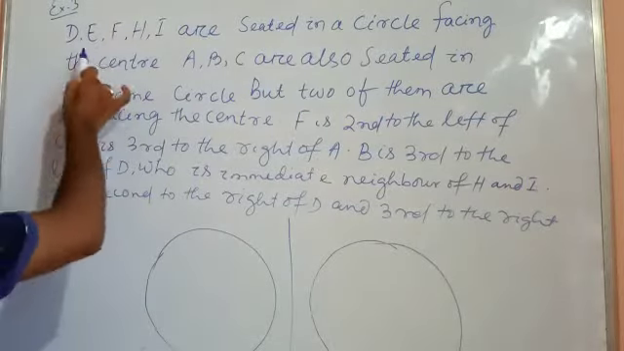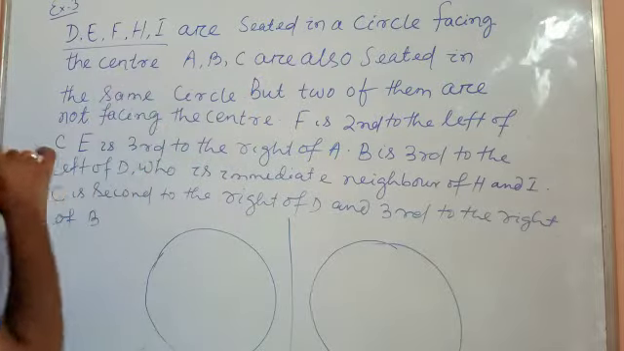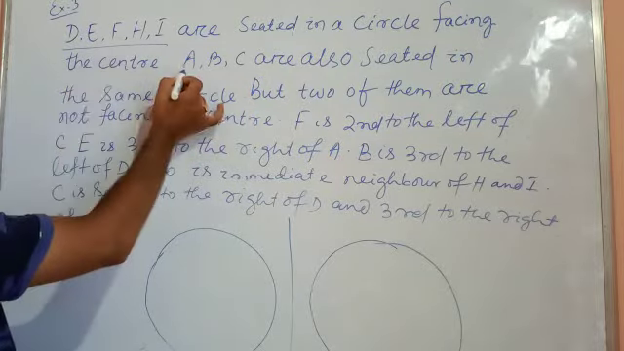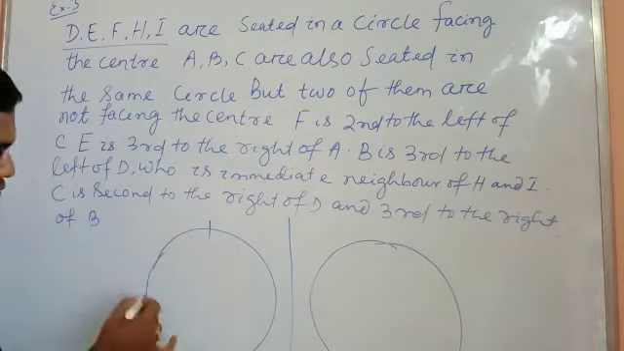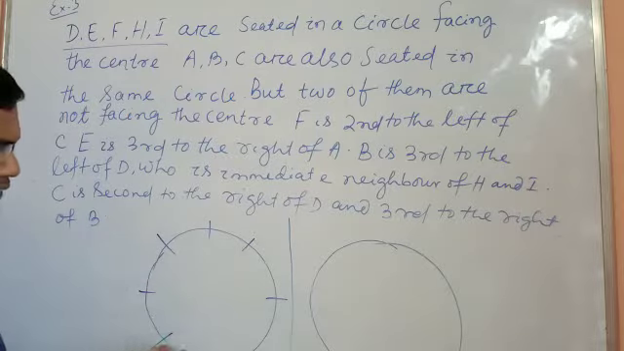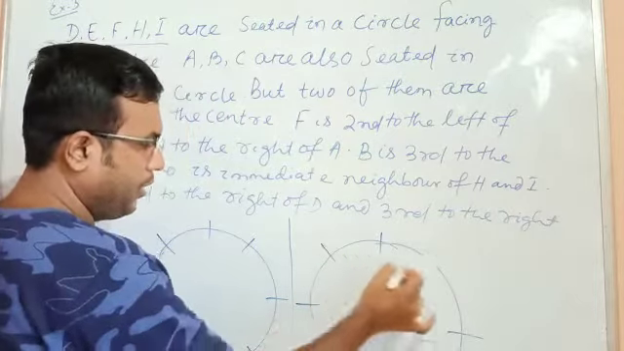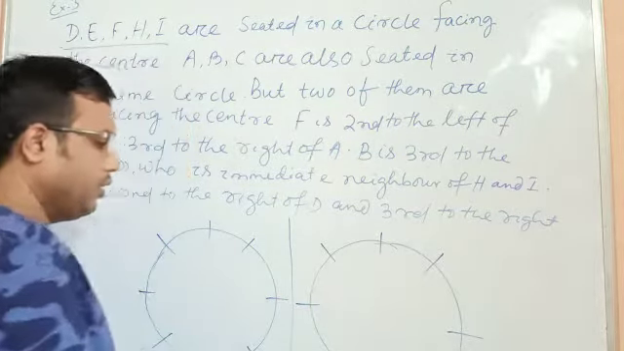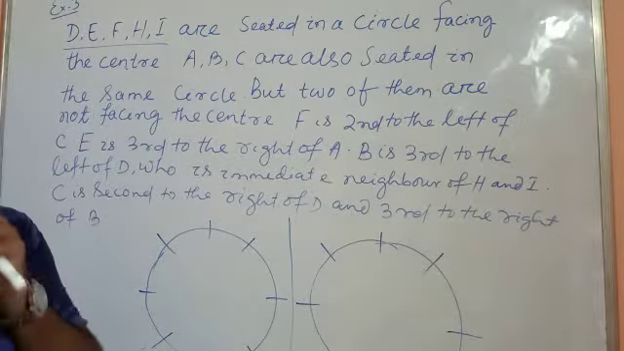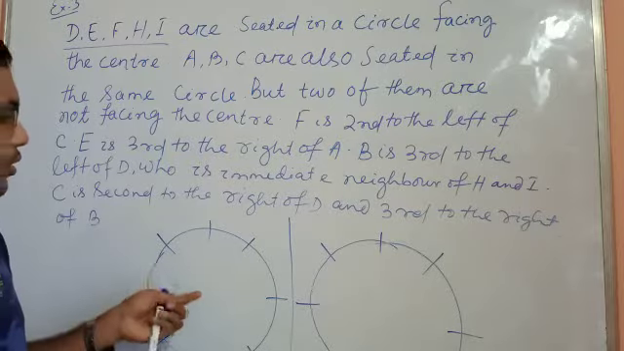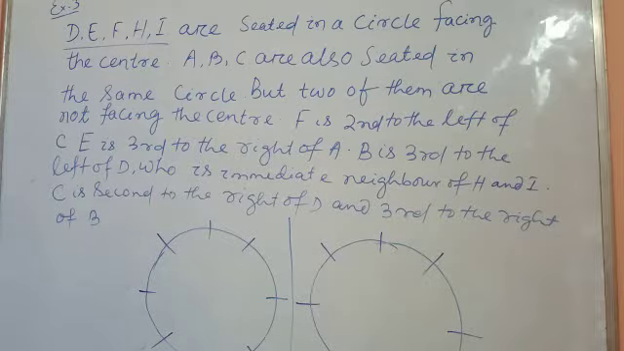And how many members? Five members. Five members are seated in a circle facing toward the center, and then A, B, C are also seated in the same circle. That means total members 8. 1, 2, 3, 4, 5, 6, 7, 8. In the second circle 1, 2, 3, 4, 5, 6, 7, 8. Right. So important is don't put the arrow mark. That means you don't know which member is facing toward the center and not facing toward the center. It is very confusing.